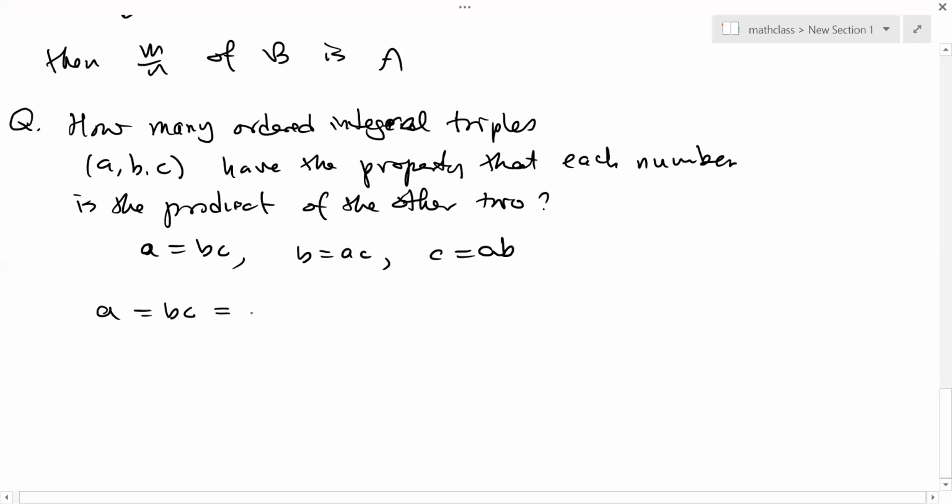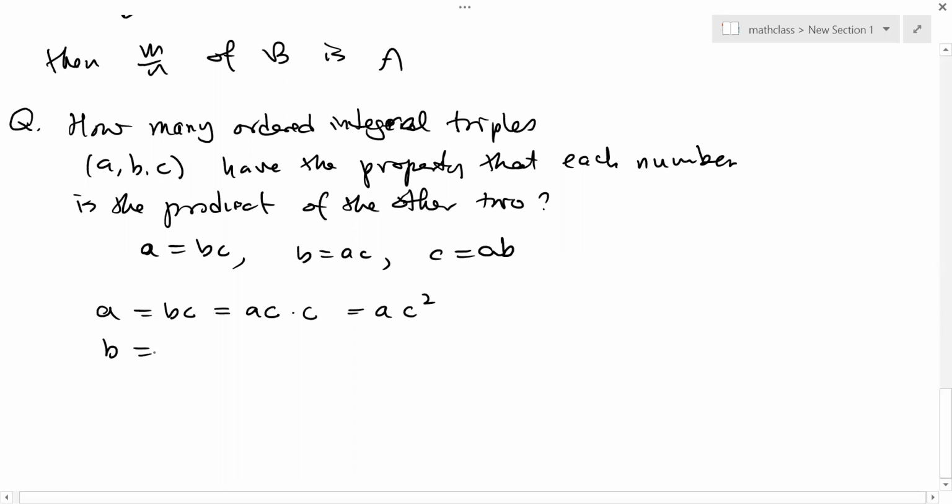So let's replace B. B is A times C. So you have A times C, so you got AC squared. From here, you have to assume that if A is not 0, then C squared equals 1. If A is 0, then B is 0, C is 0.